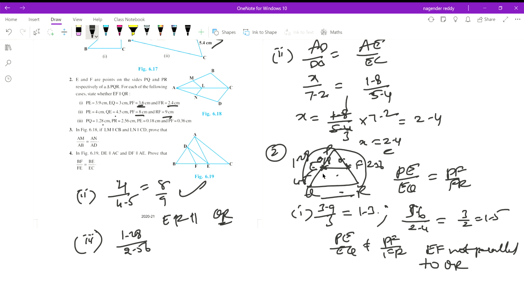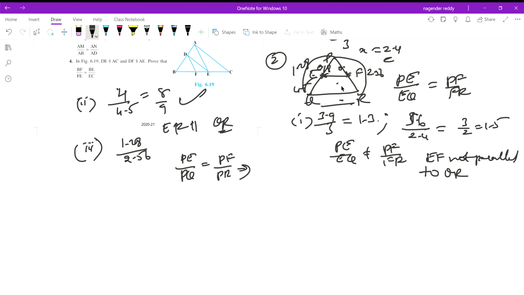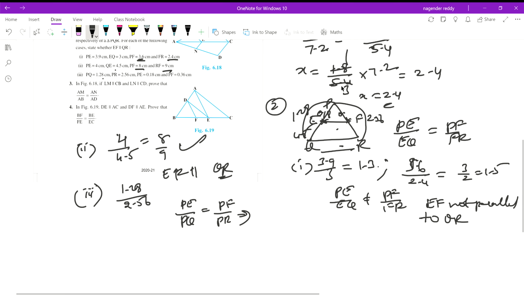Now, as a corollary, we already learned that PE by PQ is equal to PF by PR. The definition we have already learned. Now you can observe PE value, how much is given? PE value here is 0.18, and this is PQ value 1.28. So first we'll go for it here: 18 by 128, that is 2 9s are 18, 2 64s are 128, consider this as 1.